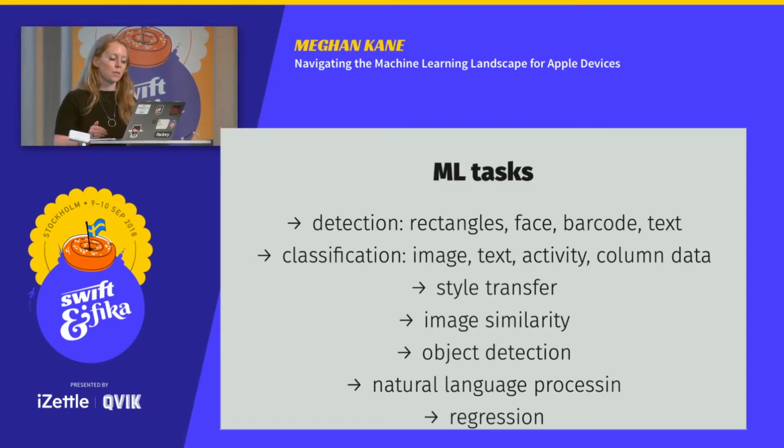So this is very simple detection of rectangles, faces, barcodes, or text. Next would be classification. This is also a very standard example. So image classification, text classification, activity classification, which is pretty cool and not so common yet. Hopefully it becomes more of a use case. But you can take sensor data from the phone and the watch, so accelerometer and gyroscope data, in order to try to classify different activities.